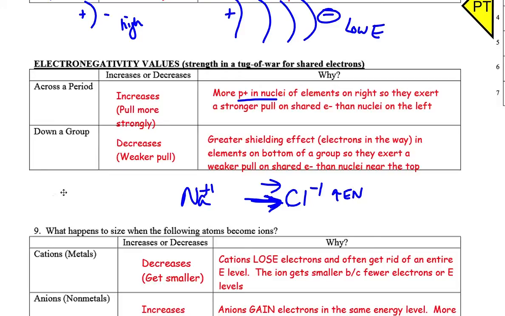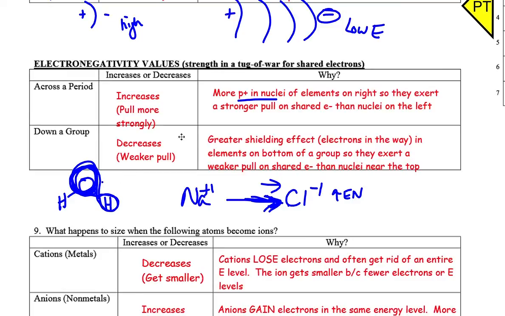If we had something like water, here's oxygen, here's hydrogen. Oxygen is stronger than hydrogen, but it's not unbelievably overpowering like chlorine is compared to sodium. It's not going to completely take the electrons away. The electrons are going to go back and forth, but they're going to spend more of their time around the oxygen and only a little bit of time around hydrogen, because oxygen's stronger.